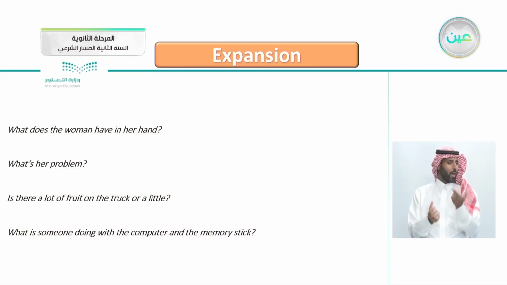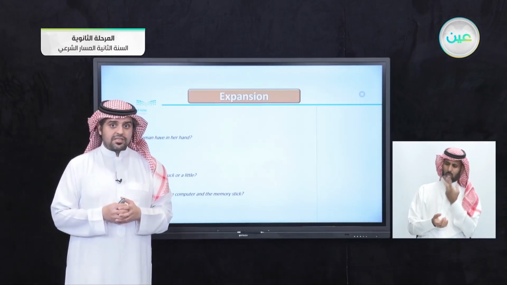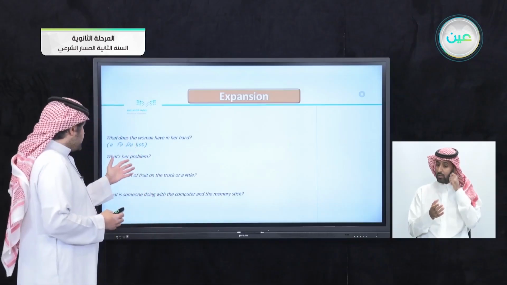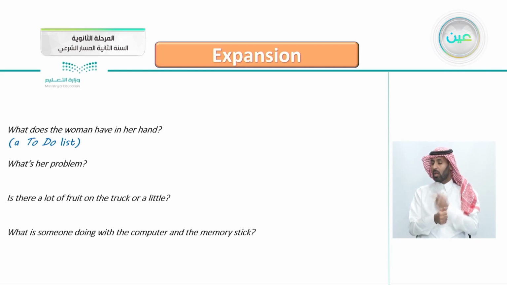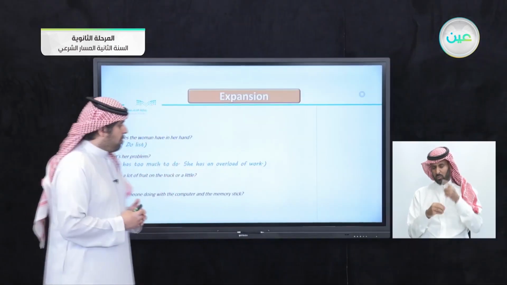So what does the woman have in her hand? Look at the picture. What does the woman have in her hand? And she is so surprised to see it. Yes, a to-do list, a lot of to-do list actually. What's her problem? Why does she seem confused? So yes, she has too much to do. She has an overload of work, an overload of work.